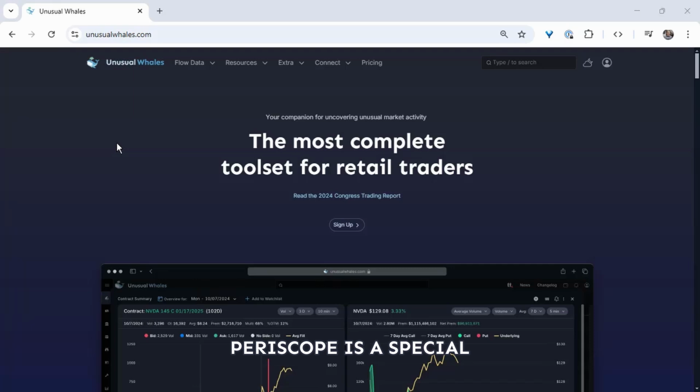Periscope is a special and highly differentiated view of market maker positioning and Greek exposure in SPX from Unusual Whales, and the Periscope plots are significantly more accurate than our other models, but we'll talk a little bit more about that as we actually review our outputs.